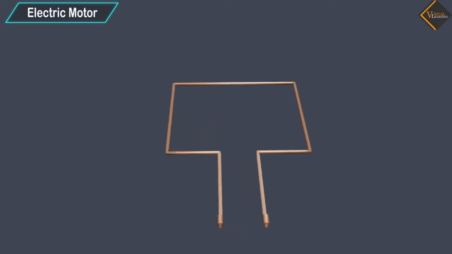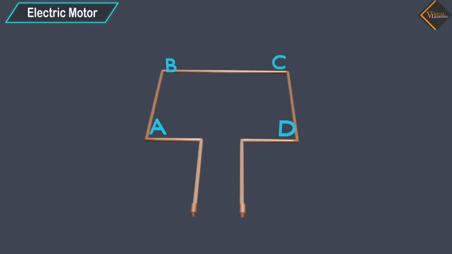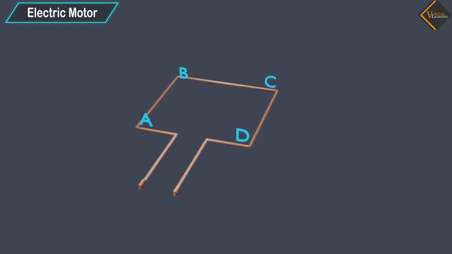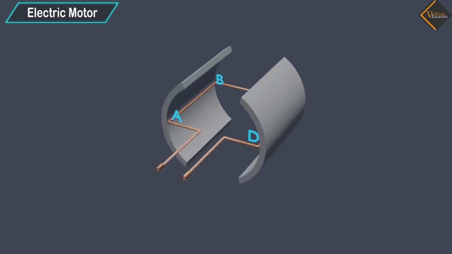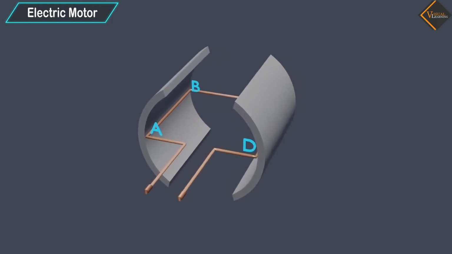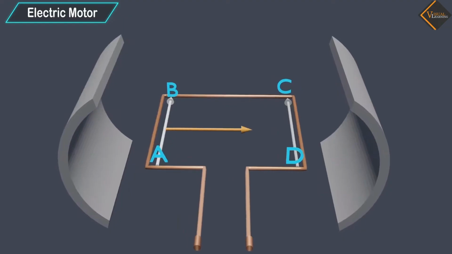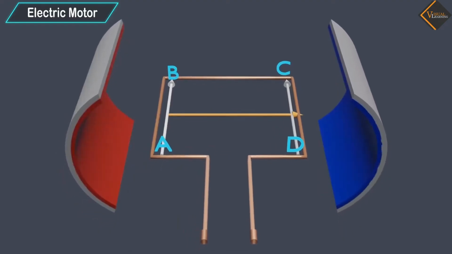An electric motor consists of a rectangular coil ABCD of insulated copper wire. The coil is placed between the two poles of a magnetic field, such that the arm AB and CD are perpendicular to the direction of the magnetic field.